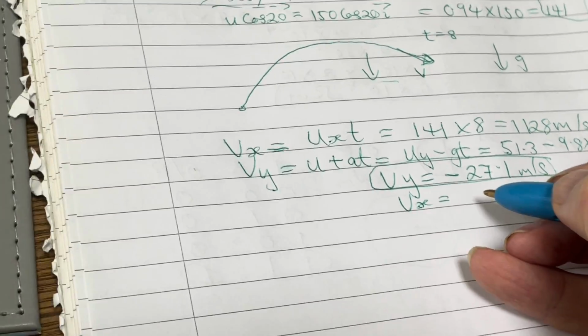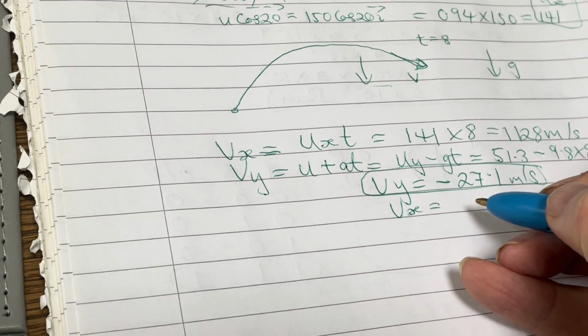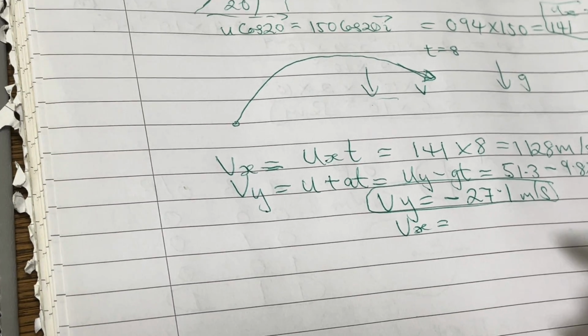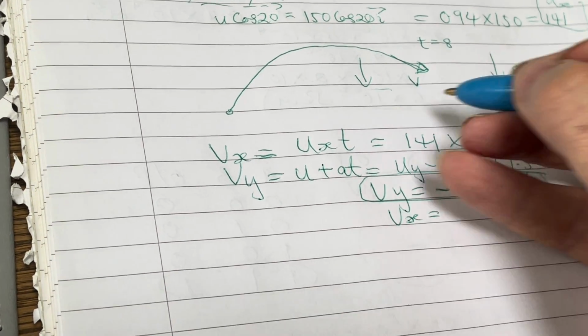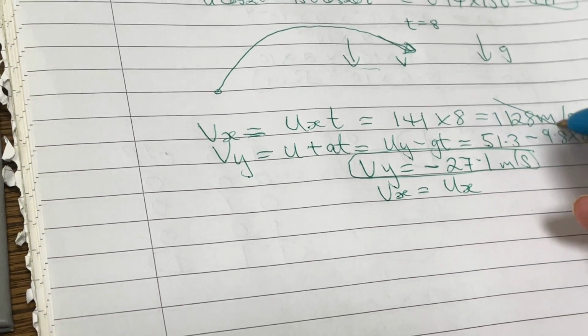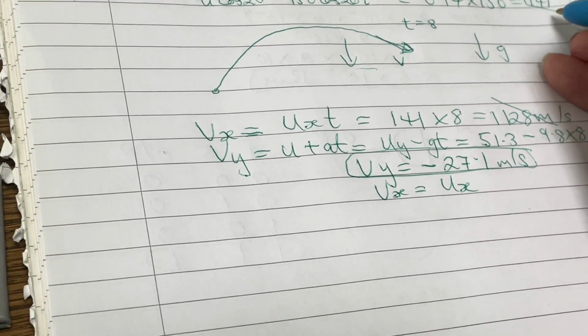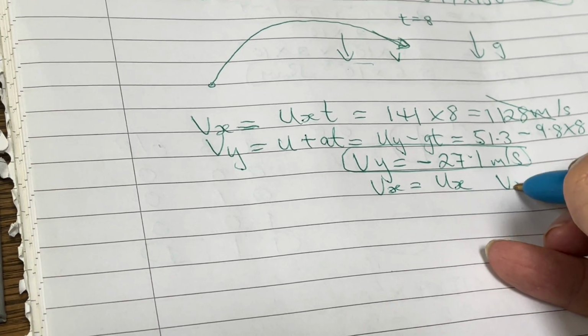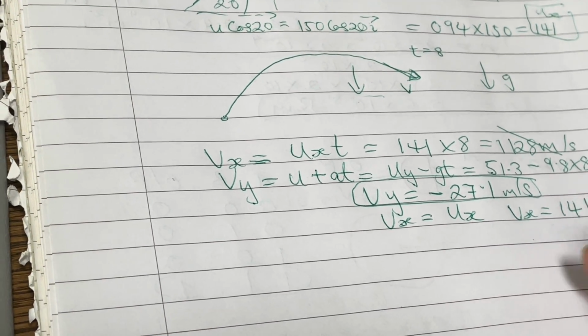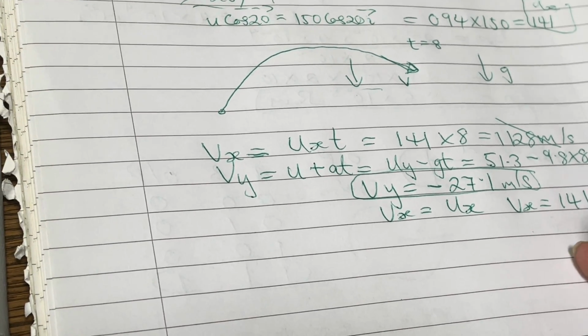no. Vx should be equal to Ux. Why am I multiplying it by that? No, it should be Vx is equal to Ux. Vx does not change, so that shouldn't be factored in at all. So Vx is going to be equal to 141. It doesn't change, so that stays at that.